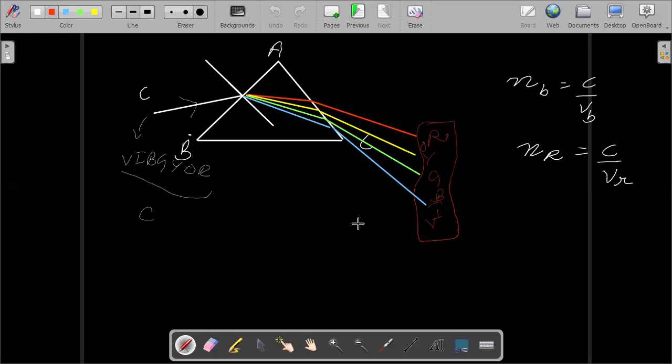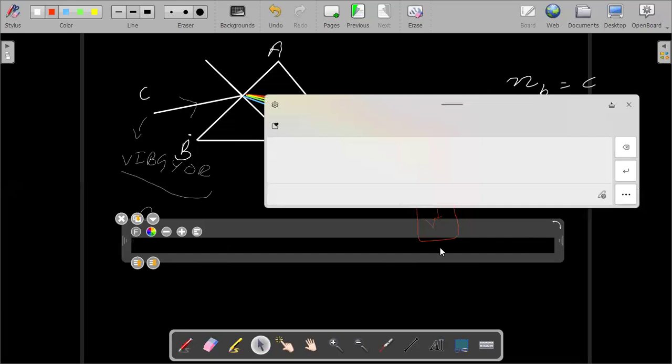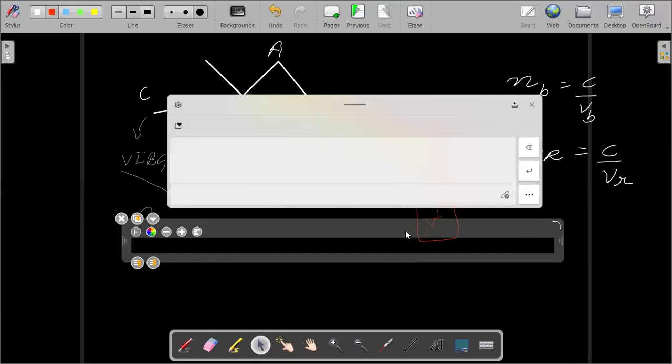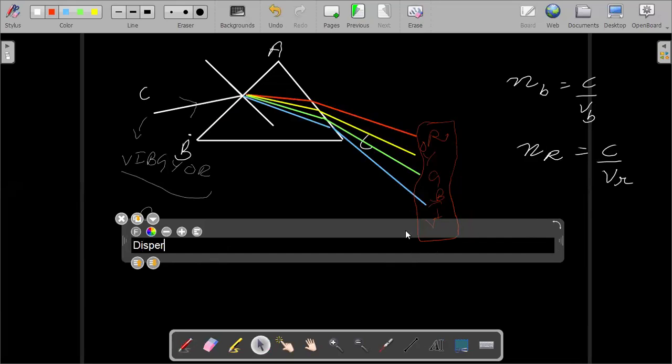Got it now? So this phenomenon which we have drawn here is called dispersion of light. The dispersion of light means splitting of white light into its constituent colors.